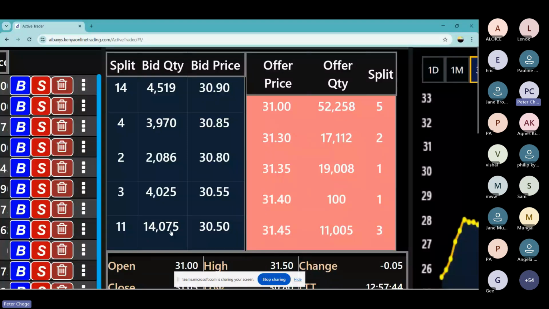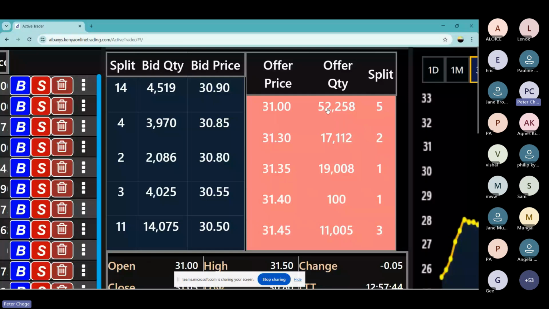If you come to the supply side, we have resistance, the price where quantity is stopping the price from going up. That one, you already have 52,000. So at this point, you can easily tell this price will go down. There is no point of buying at that one, that 30.90.